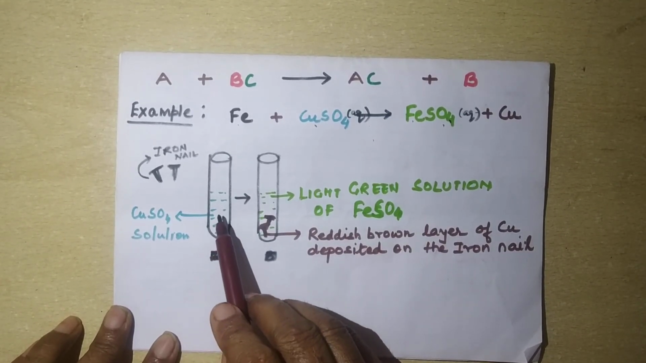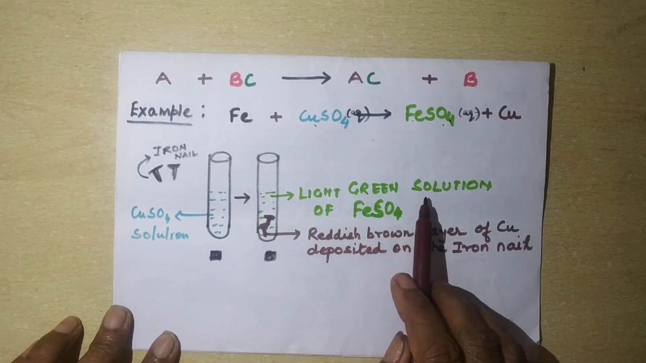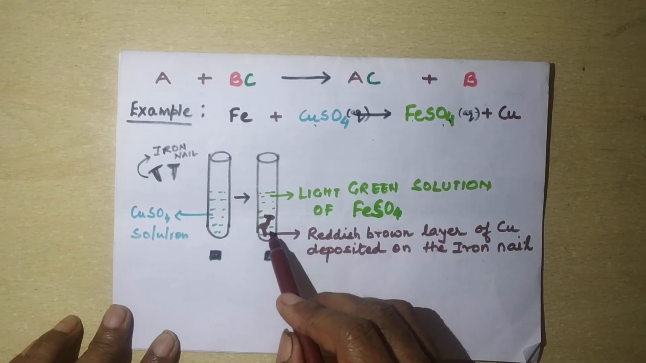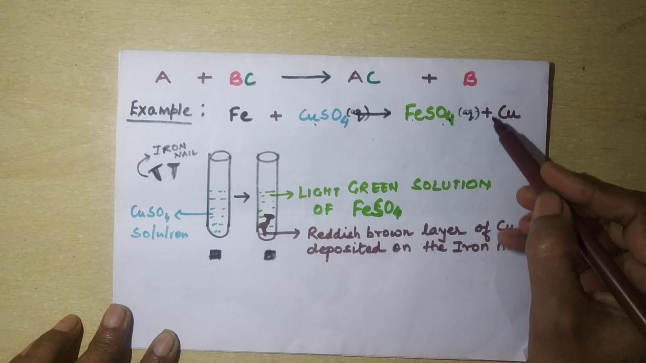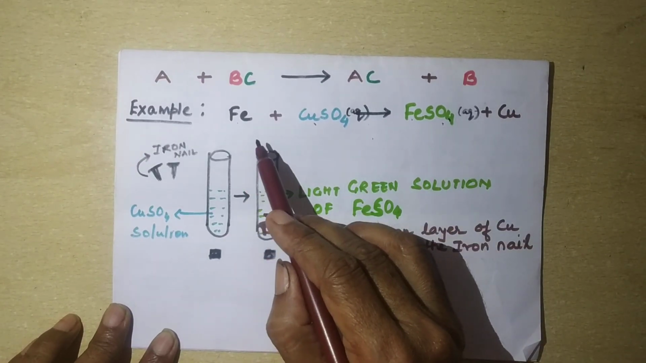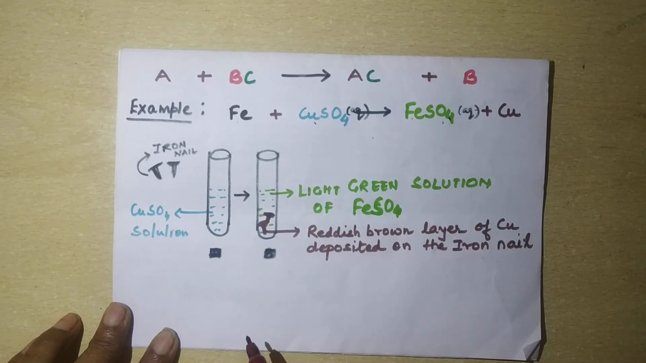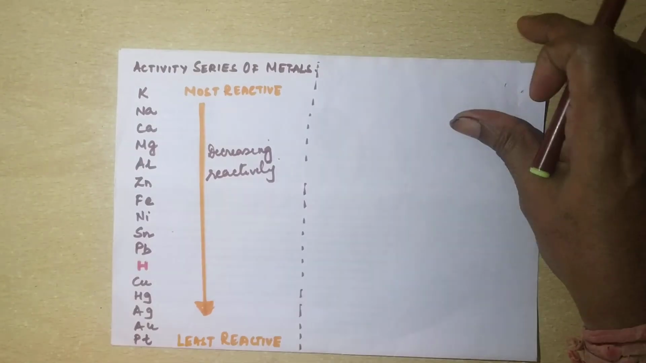That the color of this copper sulfate solution fades and slowly turns to light green color. And there is a brown coating, a reddish brown layer is deposited on these iron nails. So what happens is actually this copper which has been displaced by iron from copper sulfate gets deposited on these iron nails. So let us see some more examples to get the concept clear.